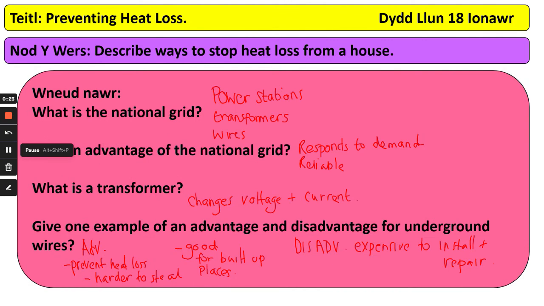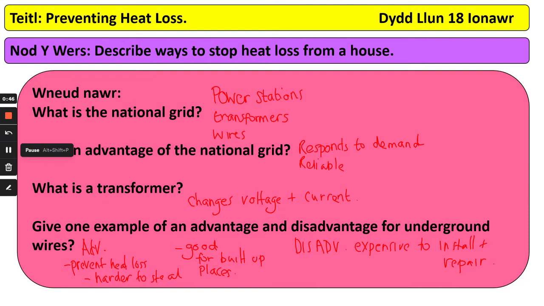Okay, let's start with the first question. What is the national grid? You should have put that as a series of power stations, transformers and wires that work together to deliver electricity to the consumer. An advantage of the national grid is that it responds to the high demand and is also reliable. A transformer changes voltage and current as you go across the national grid when needed.